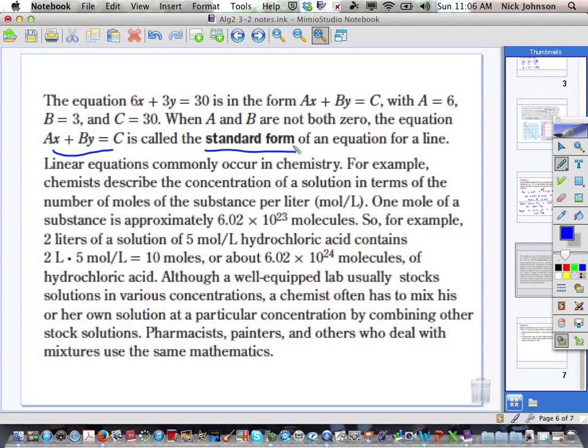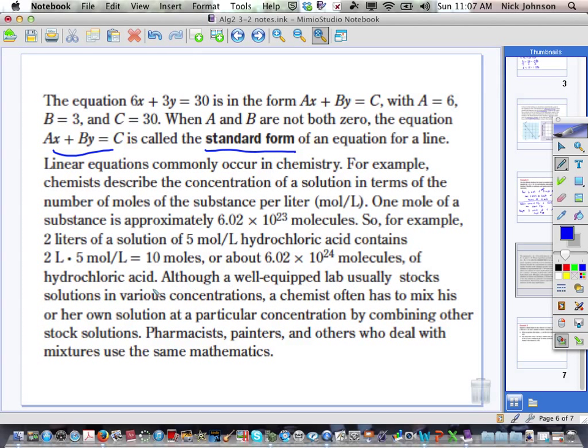Linear equations commonly occur in chemistry. For example, chemists describe the concentration of a solution in terms of the number of moles of the substance per liter. Mole per liter. 1 mole of a substance is approximately 6.02 times 10 to the 23rd molecules. So, for an example, 2 liters of a solution of 5 moles per liter hydrochloric acid contains 2 liters times 5 moles per liter equals 10 moles, or about 6.02 times 10 to the 24th molecules of hydrochloric acid.